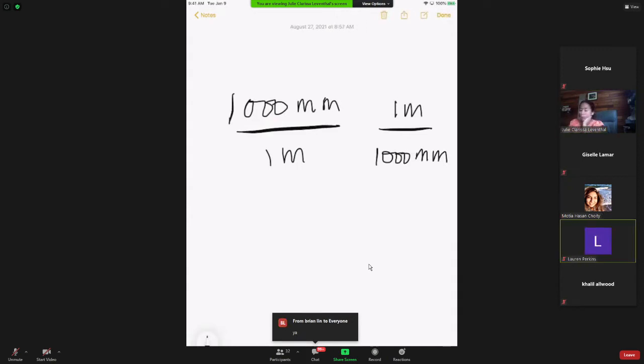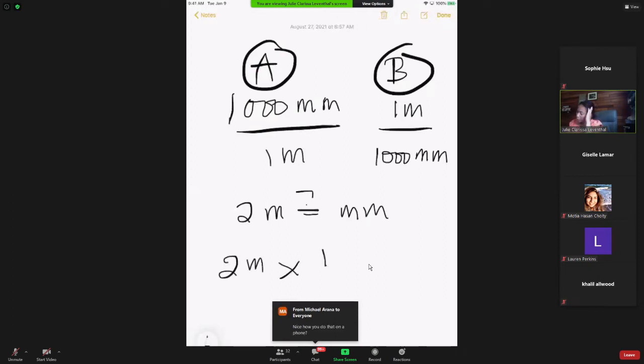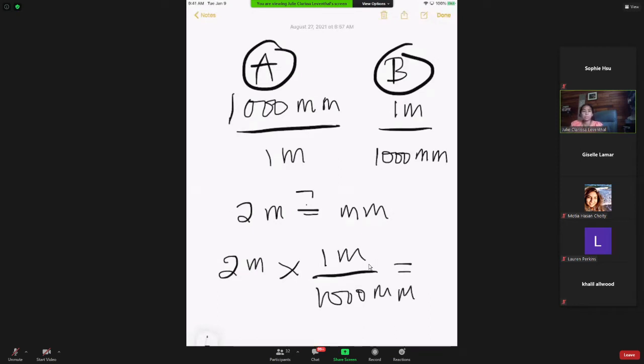Yes. I say 2 meters to millimeters, and I'm saying which one should I use, A or B? This is dimensional analysis. You say B. Okay, so you plug it in. So 2 meters times 1 meter over 1,000 millimeters. You want to try? What would your units be? Would you have the correct unit?